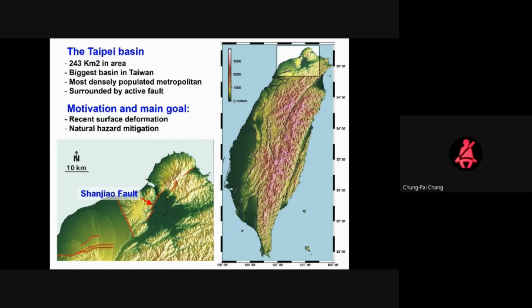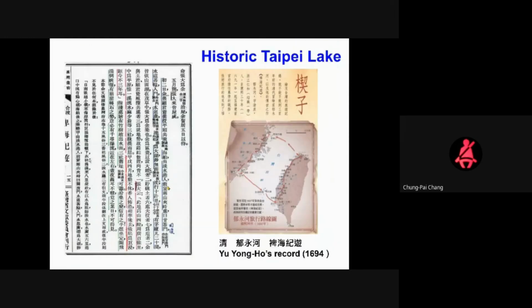This line, okay. Because in 1694, actually, this is from a historical record. It's a Monsieur Yu of the Qing dynasty. He arrived in Taiwan in 1697. Okay, when he arrived here, he found that the Taipei Basin was covered by a big lake. Right now it's a basin, but it was a big lake at that moment.